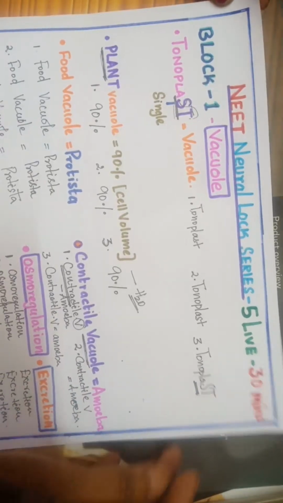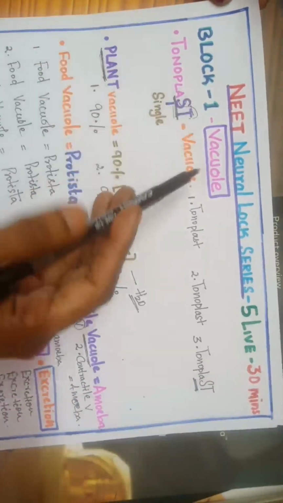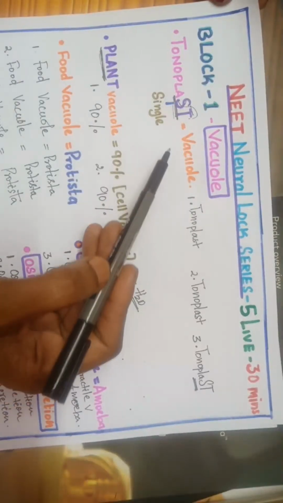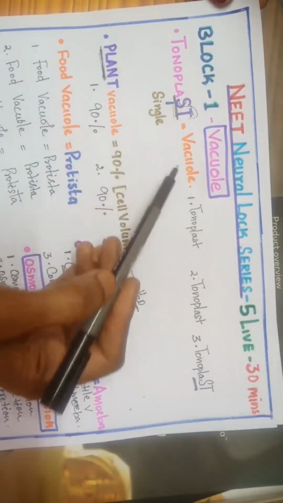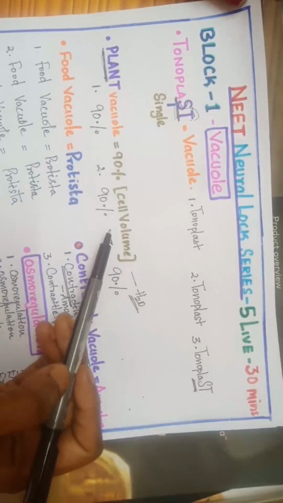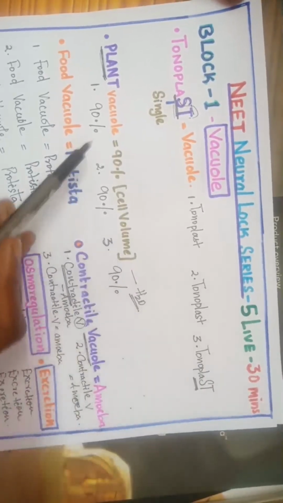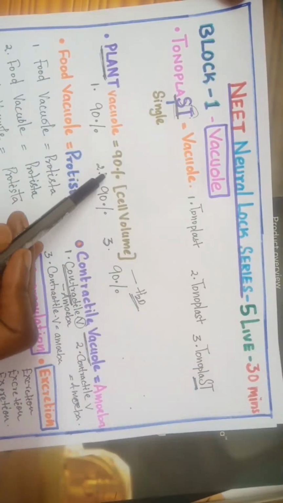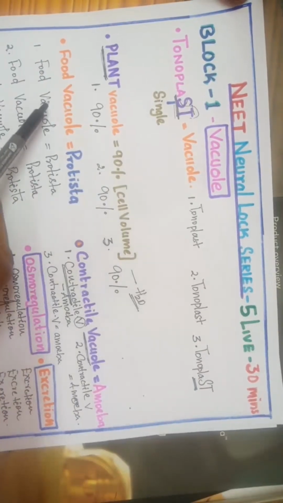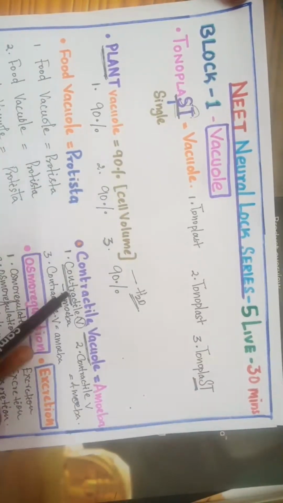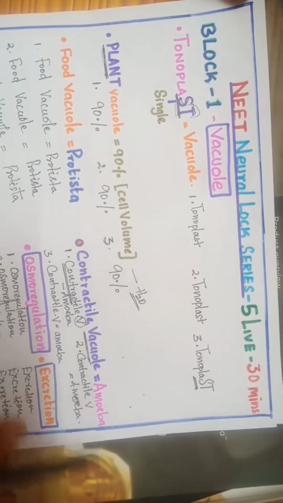Yesterday what we saw is block 1. Under that we saw vacuole. The single membrane of vacuole is called Tonoplast. Plant vacuole occupies 90% of the plant cell volume. Example of food vacuole is Protista. For contractile vacuole it is Amoeba.